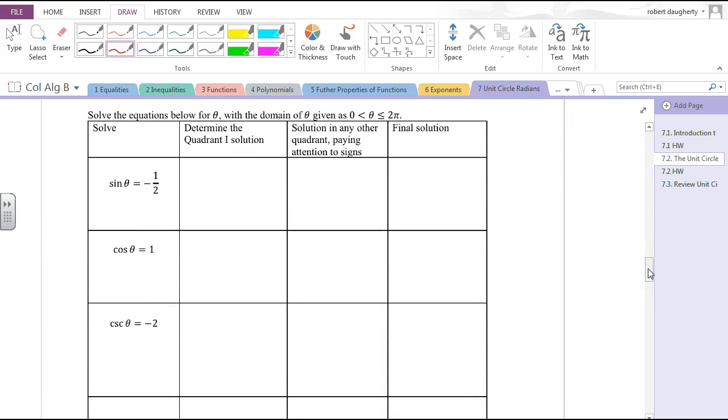Now, just like we did in degrees, there were 3 kinds of problems. One was the kind of problem we just did. I gave you a trig function and asked you to evaluate the angle. Now I'm going to give you an equation that's asking you to solve for the angle. Okay? So, sine of theta equal negative 1/2. So I have to look and see, where is the y value going to be equal to negative 1/2?